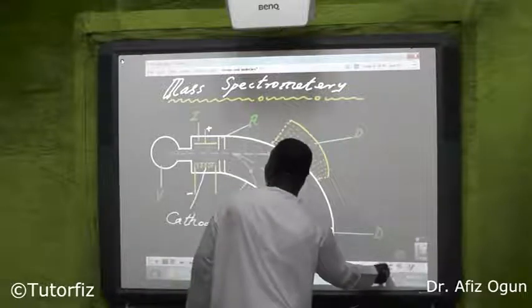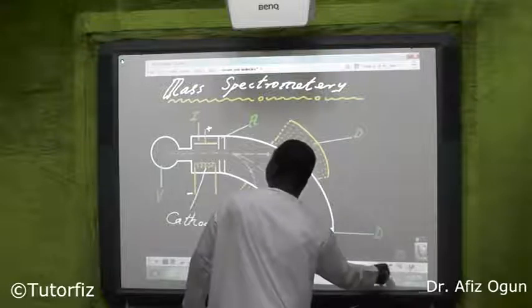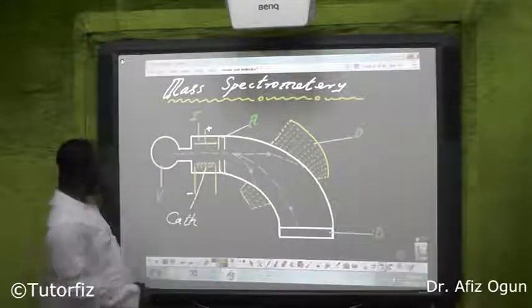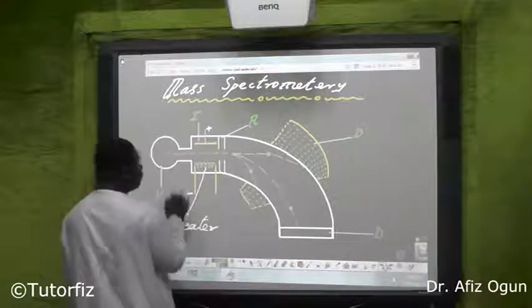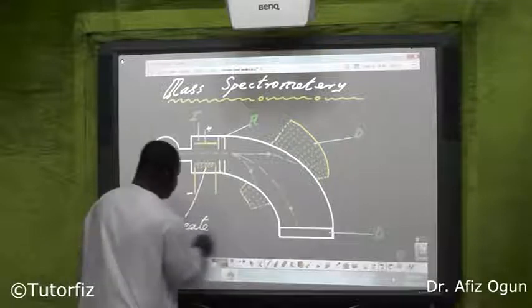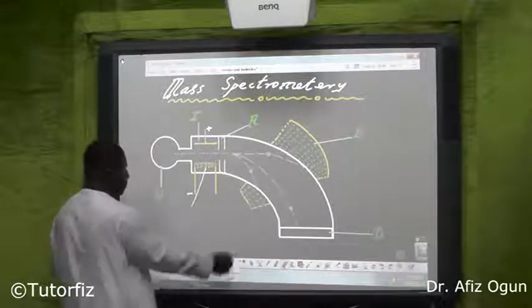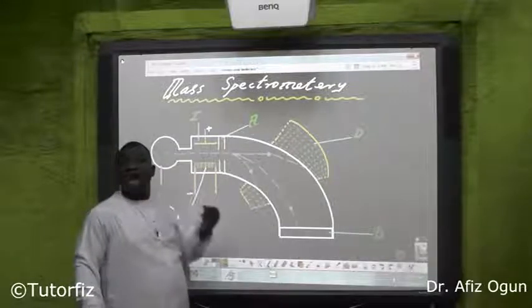It will knock off electrons from them. When it knocks off electrons from them, what do you see? You see, when an electron is knocked off from them, it becomes positively charged ions.